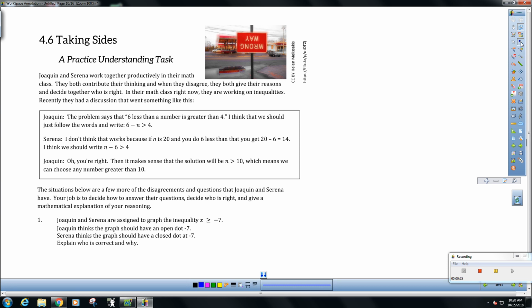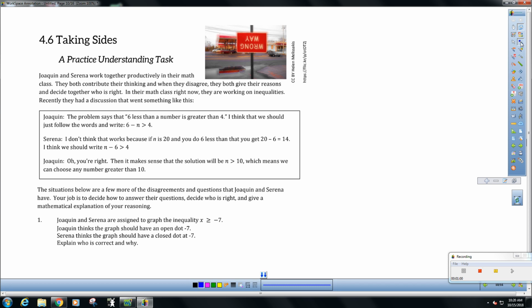So hopefully you've read through the example. Notice that Serena was right. 6 less than a number is n minus 6. It's not 6 minus n. And they do a good job of explaining why that is the correct answer above. So we're going to move on into number 1.